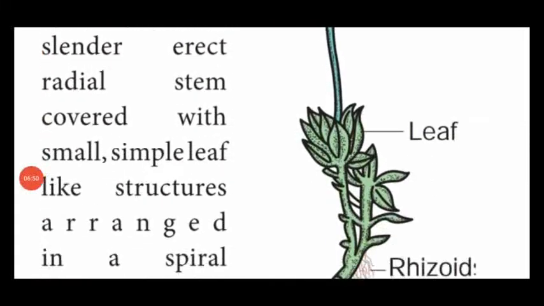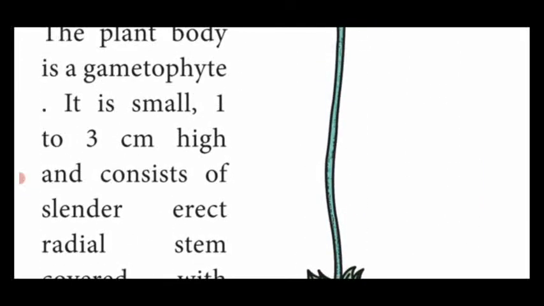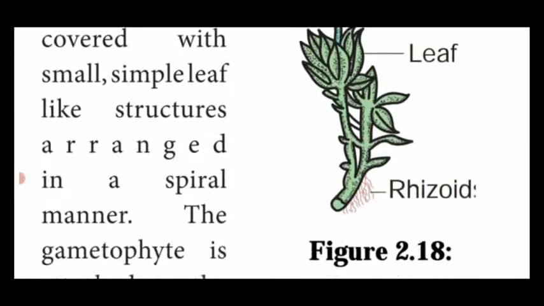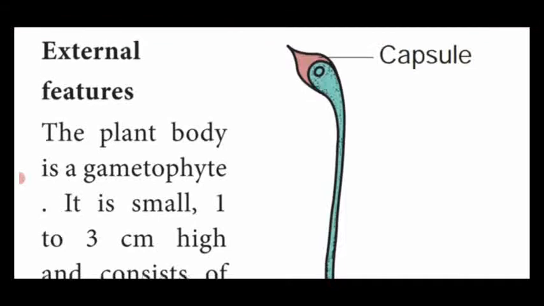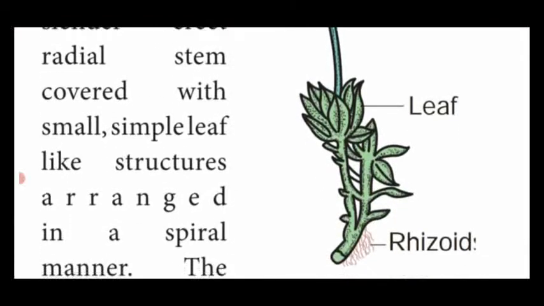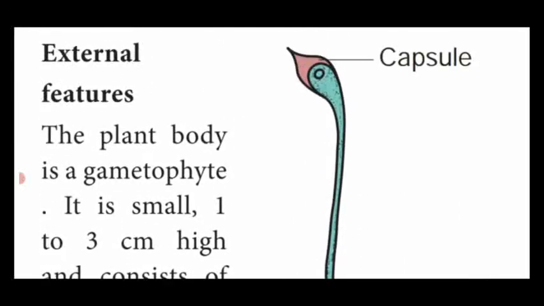Dear students, this is the habitat of Funaria. Funaria lives in damp, marshy and also moist rocky regions. The plant body is known as gametophyte, with rhizoids, leaf-like organs and stem-like organs. At the tip they have an oval-shaped body known as capsule.